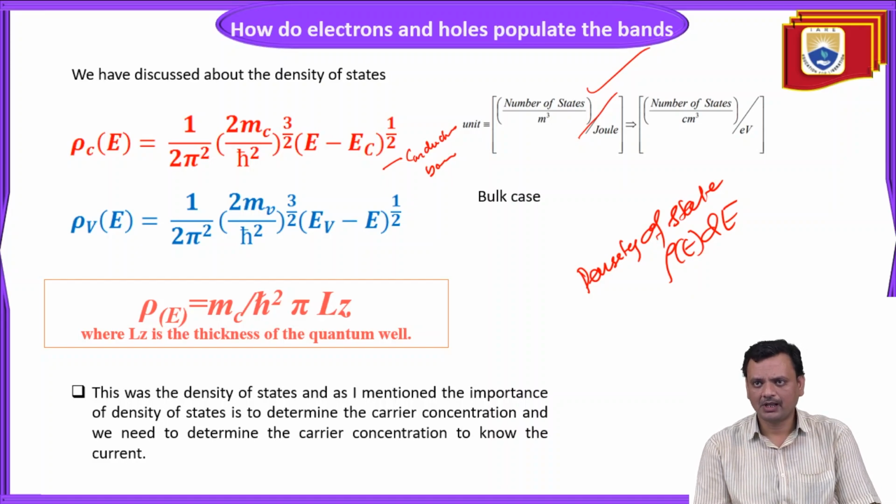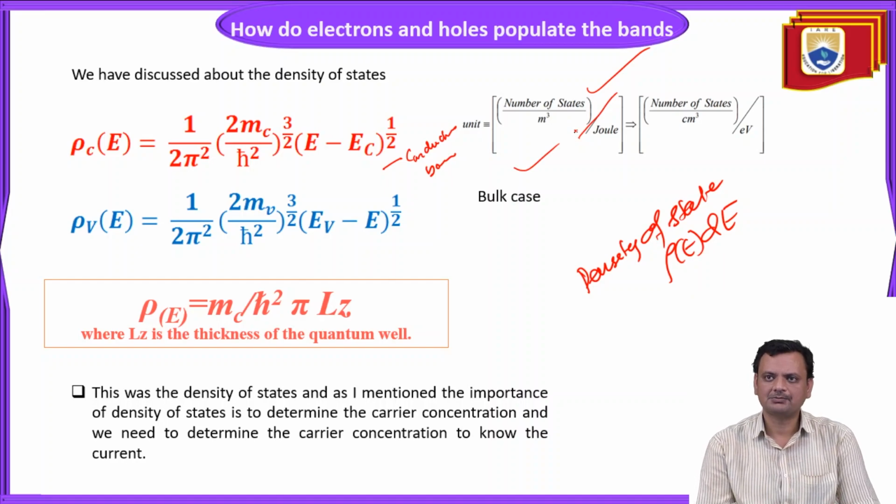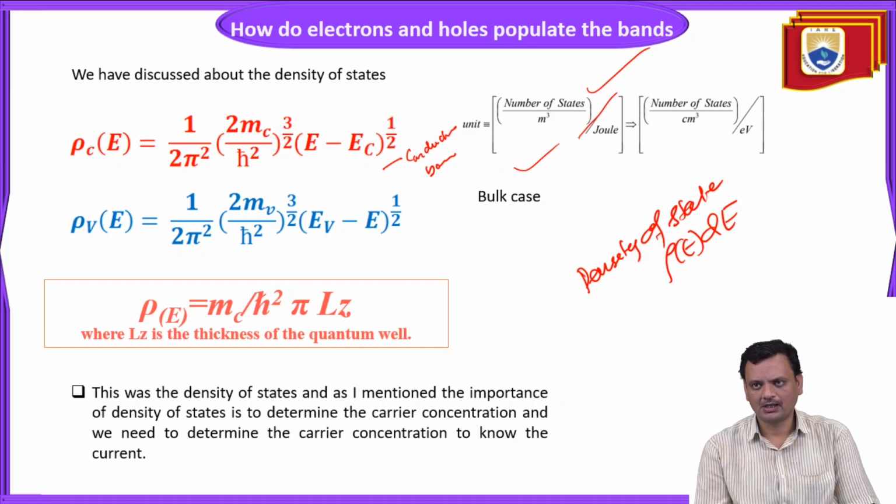If you want to take all the quantities in the MKS system, your unit will be number of states per meter cube divided by energy, meaning joule. Or if you want the CGS system, the same thing is converted to number of states per centimeter cube per unit energy range, where the energy value will be in electron volts. So this is the density of states, and this is the density of states for a quantum well structure. And see, this density of states is constant.